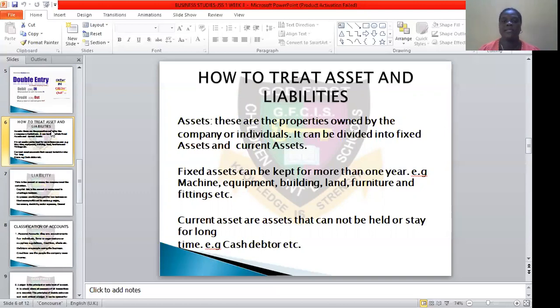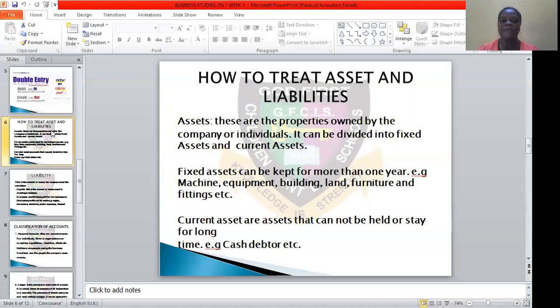You can look around in your organization and you will see that where you are occupying belongs to the company. It is the asset of the company. The vehicles that the company uses as official cars are the assets of the company. You can see the tables and chairs and all the stuff. That is the furniture, the fittings and everything. They are all assets of the company.